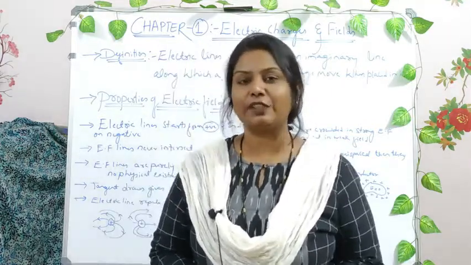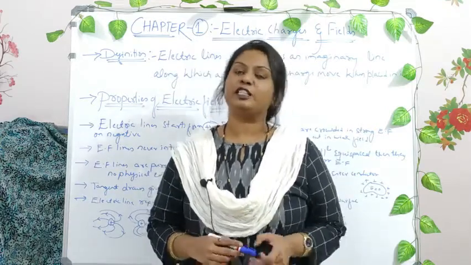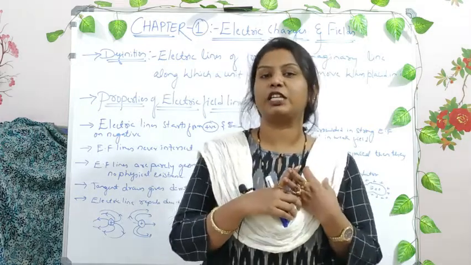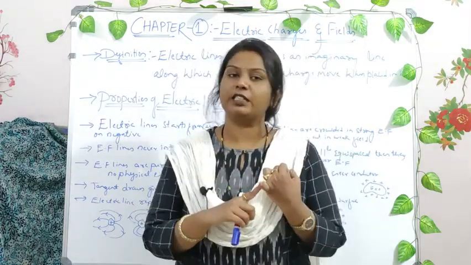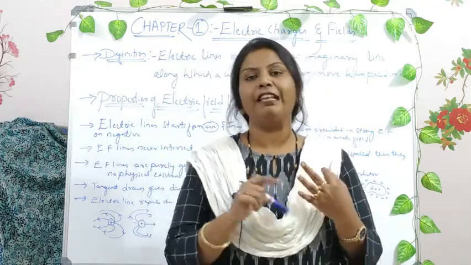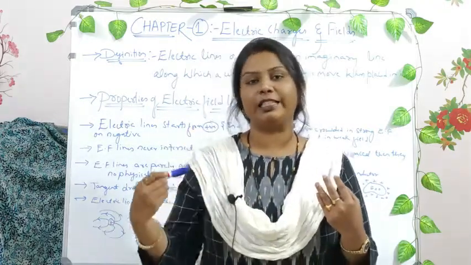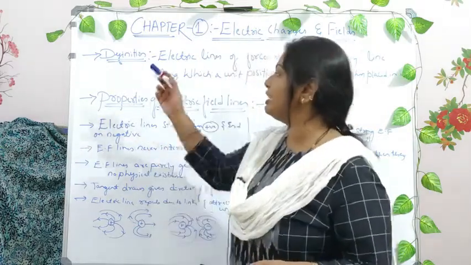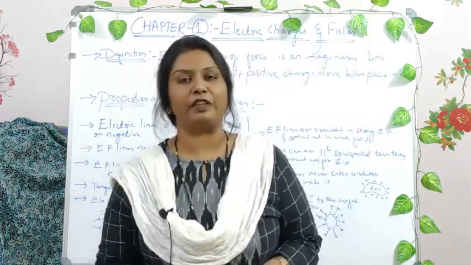In the very last class we studied the continuous distribution of the charges, right? There were three distributions of the charge: one was sheet charge distribution, another was line charge distribution, and the third was volume charge distribution. We have seen the derivation for all three distributions of the charges, right? And in today's class we'll be learning about the electric field lines and the properties of the electric field lines, right?